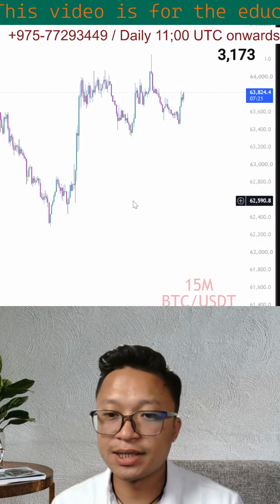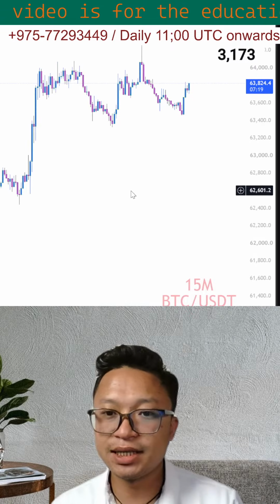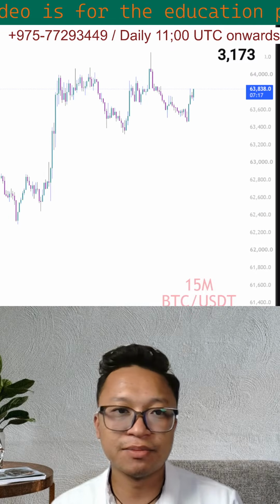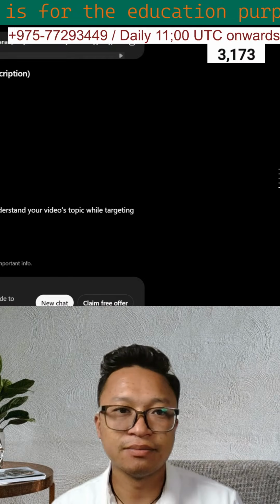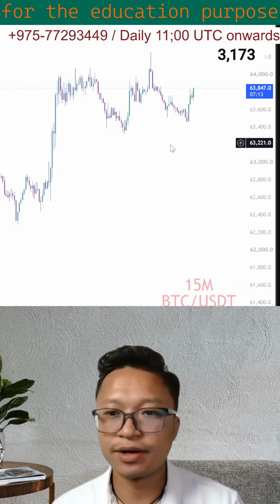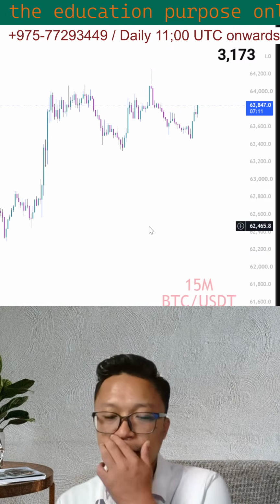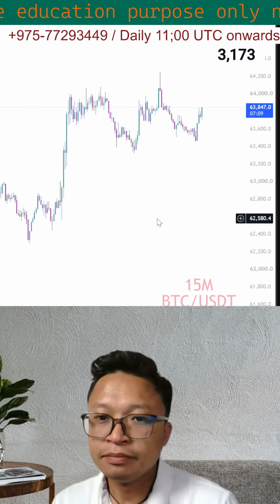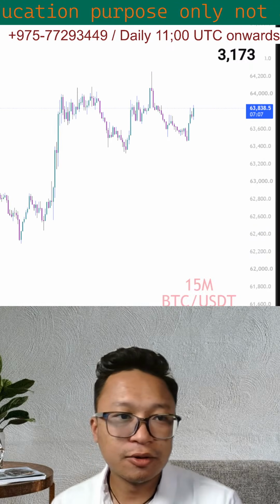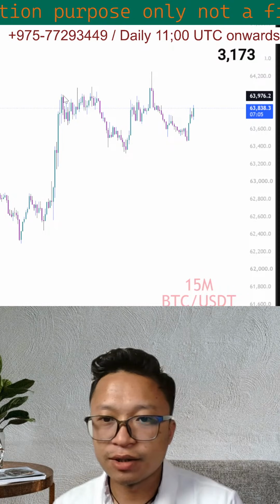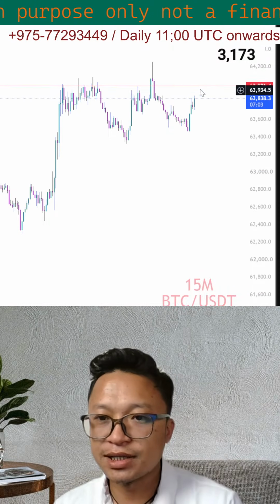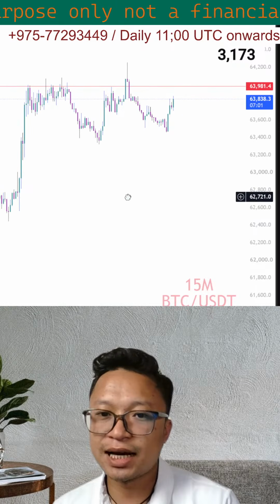Right now we can see the 15 minutes time frame of BTC. Let me delete this one. We are on 15 minutes right now. You are about to get one more breakout. If it breaks out from above this level, we will stand for the long positions.